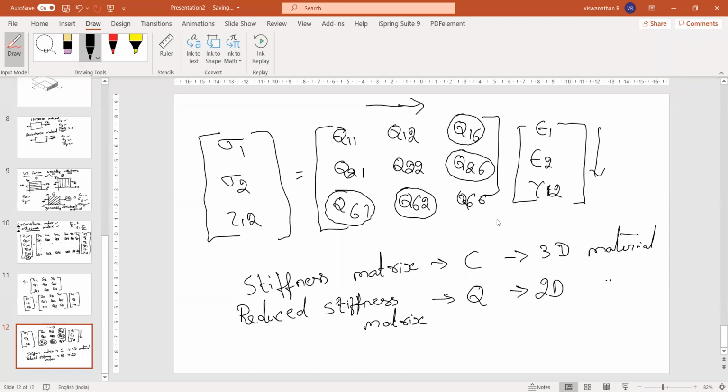So this is 0 in case of specially orthotropic material. Specially orthotropic. What all will be 0? Q16 will be 0. And then Q26 will be 0. When Q16 is 0, Q61 is also equal to 0. Q26 is 0, Q62 is also equal to 0. But do you have Q66? Will Q66 be there?